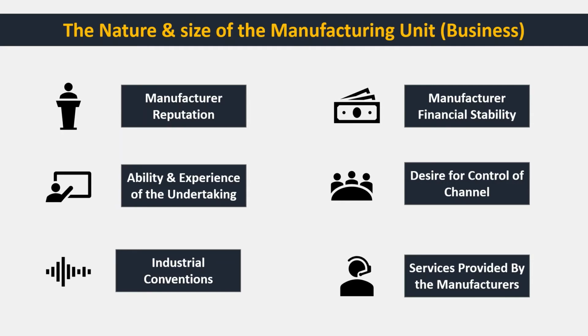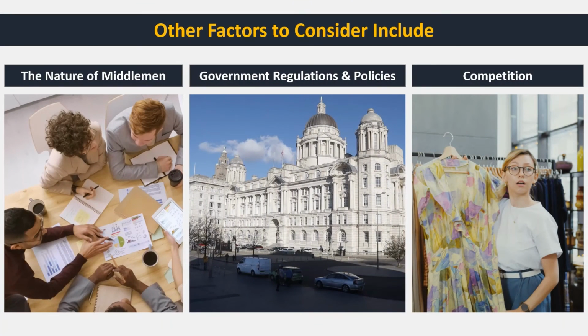Services provided by the manufacturers. The selection of marketing intermediaries is also influenced by various services provided by the manufacturer, such as extensive advertisement for the product, after-sales services and facilities of credit. For example, retailers and wholesalers can say to the producer that they are willing to pay for product promotion in their region. Other factors to consider include the nature of middlemen.